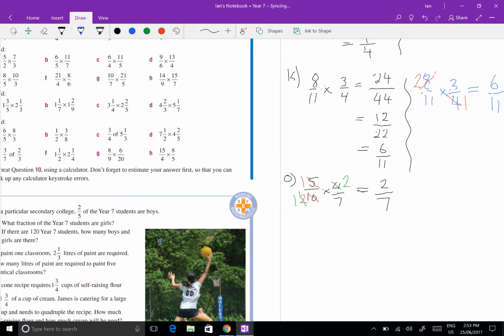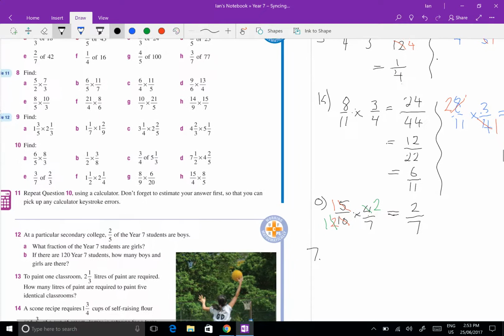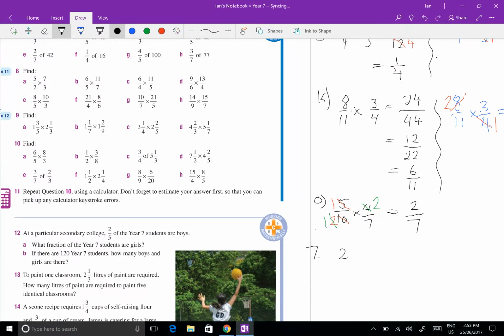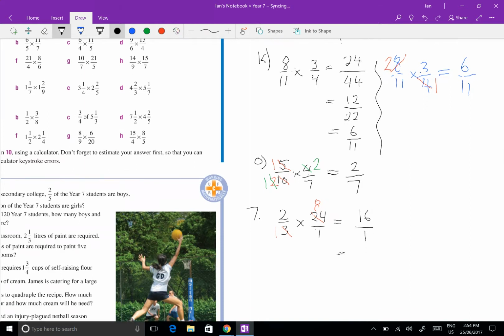Let's have a look at some harder ones. Let's have a look at question 7. 2/3 of 24. Well, again, we know "of" means to multiply. And 24 can be written as 24 on 1 as a fraction. Now again, I'm going to cancel first. I could multiply, but cancelling is so much easier. 3 goes into itself once. 3 goes into 24 8 times. Now I cancel. I multiply. 2 times 8 is 16. 1 times 1 is 1. And 16 on 1 is just 16.